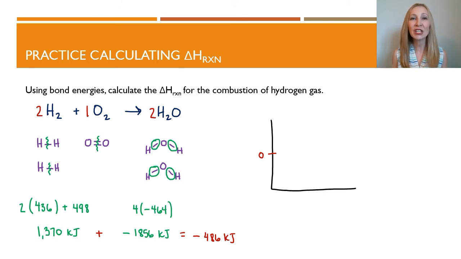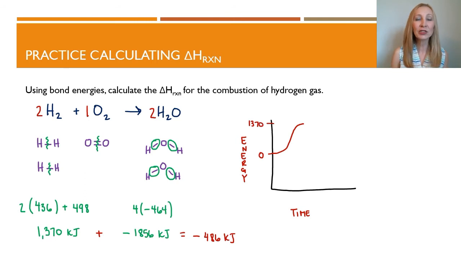And I'm going to have energy on my Y-axis. I'm going to represent energy in kilojoules. So the amount of kilojoules I put in or take out. My X-axis is going to be time. So as the reaction progresses, what's happening to energy. So the first thing that happens is I have to put energy in to break all those bonds. We represent putting energy in by an uphill. And I'm putting 1370 kilojoules into this reaction to break all those bonds. I'm going uphill that amount.